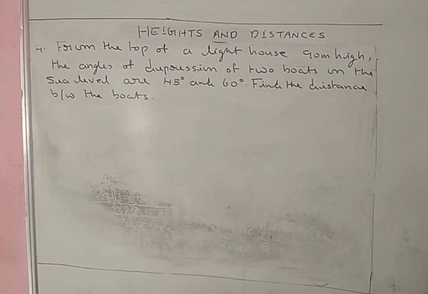This is the fourth problem. From the top of a lighthouse, which is 90 meters high, the angles of depression of two boats on the sea level are 45 degrees and 60 degrees. Find the distance between the boats.